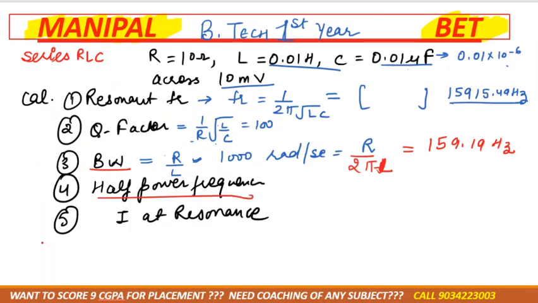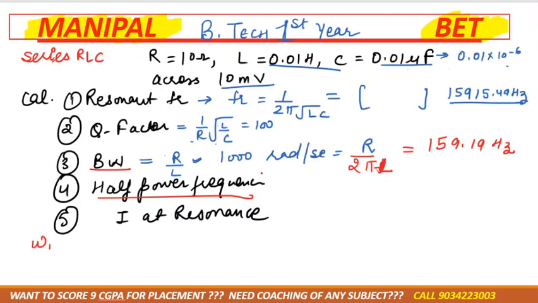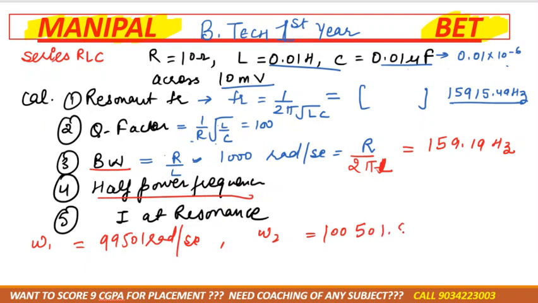Next is half power frequencies. Half power frequencies means omega 1 and omega 2. I told you the formula of omega 1 and I told you the formula for omega 2. You can just substitute the value and then you will get the answer. I'll tell you the answer. Omega 1, you will get it as 99501 radian per second, and omega 2, you will get 100501.5 radian per second.